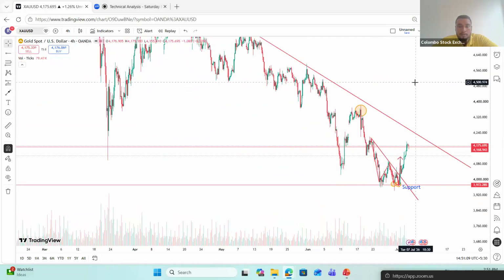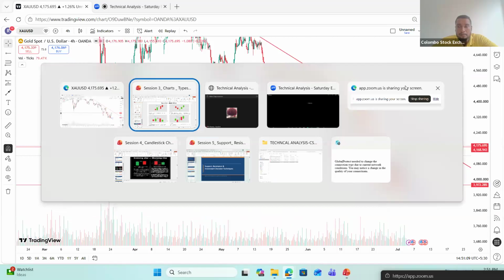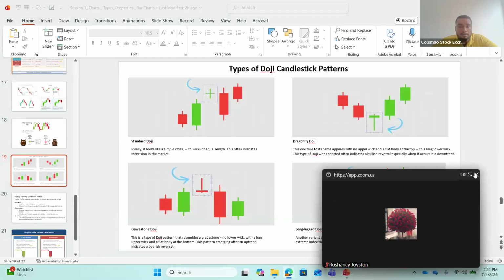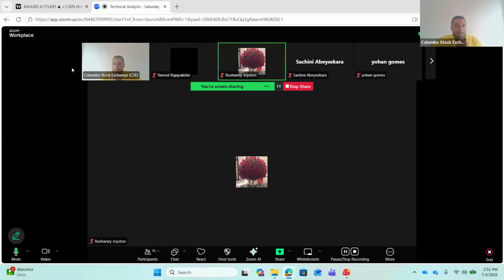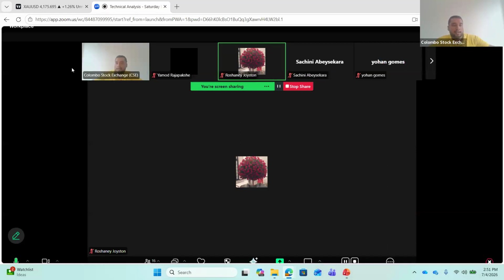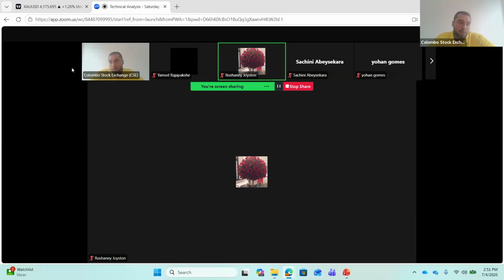Any questions, guys? There are a lot of candlestick patterns now. You don't have to remember all of them. The most important tool we can use is support and resistance. But to confirm that a support or resistance level is important, we can supplement.